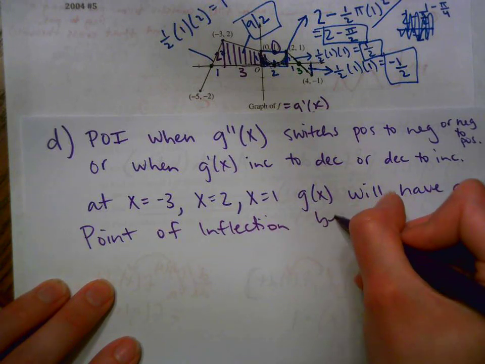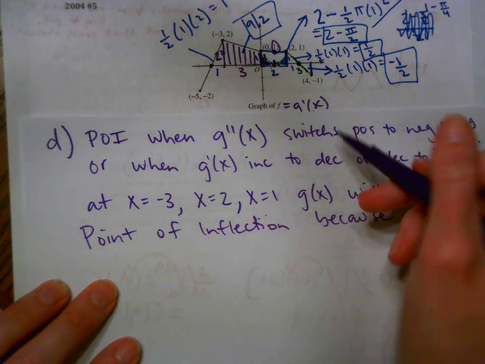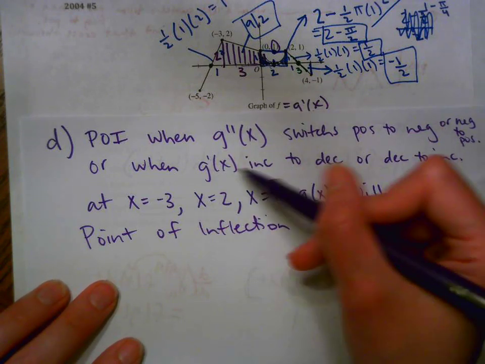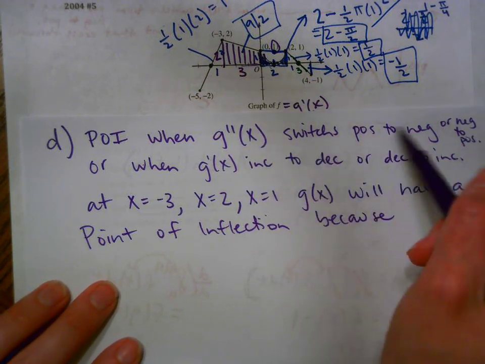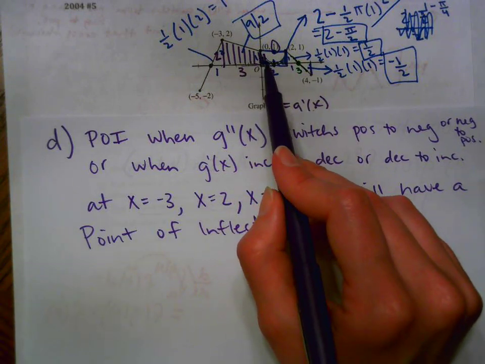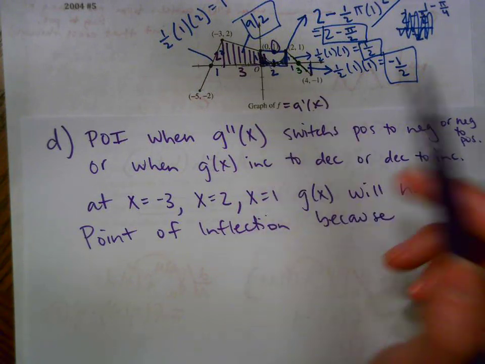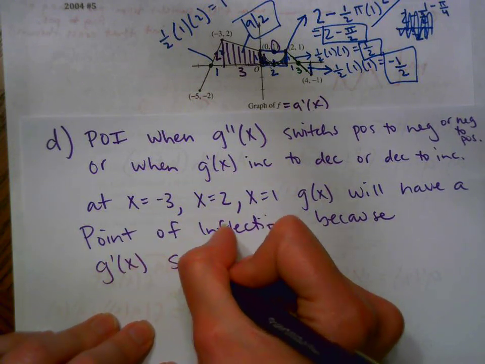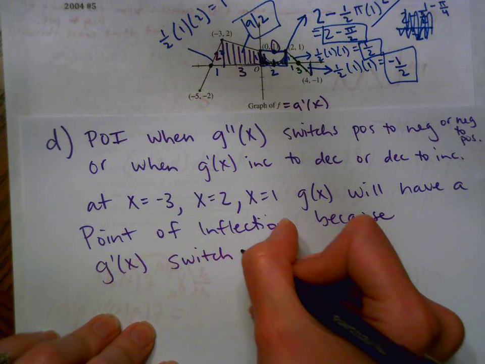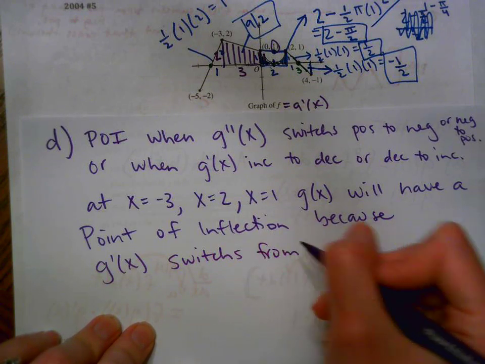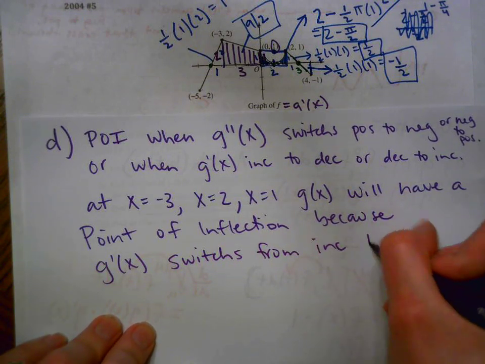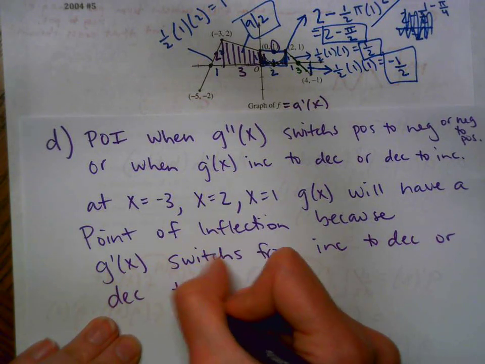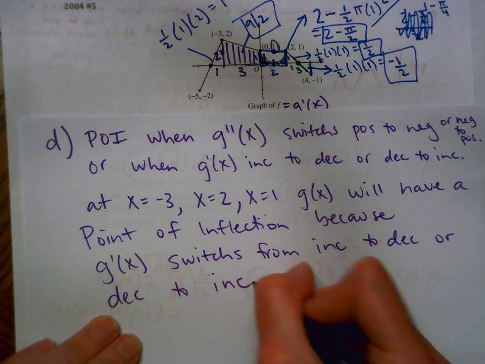and then because, now you could technically use either of these reasonings. I think because we were looking at g prime, it makes more sense to use this one. But if you use this thought process and just used it with this graph and thought about the slope, you could also write that down. G prime of x switches from increasing to decreasing, or decreasing to increasing.